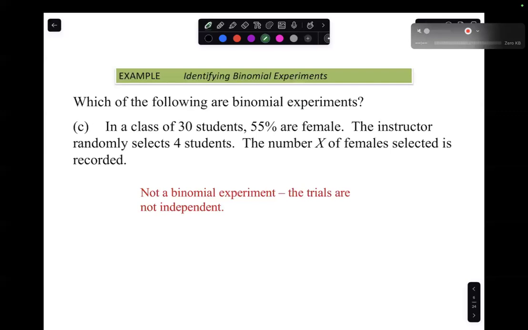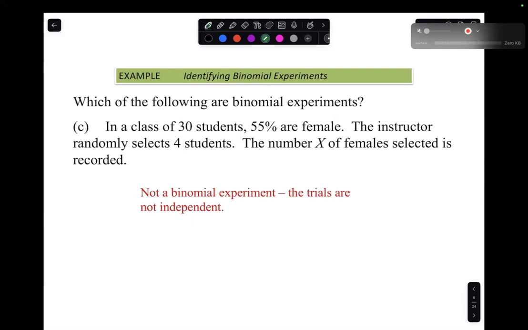So the trials are not independent because it affects the probability of pulling a female next time. So it's going to be slightly more. You see 55 divided by 99. Now it's 55.6% female. And then if I pull another one out, another male, now it's 55 out of 98. Now it's 56% female. So the trials aren't independent because it affects the probability of getting a female the next time.